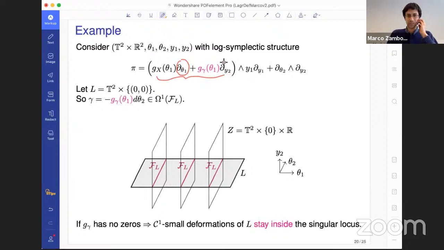But here I wrote something more complicated because I want to allow for all possibilities for the modular vector field. So this is up to isomorphism. Actually, this is the most general form of a log-symplectic structure in the neighborhood for which the singular locus is given by y1 equal to 0. Then I take as Lagrangian my torus. So I take the torus and on R², not R², so that there is some global obstruction.